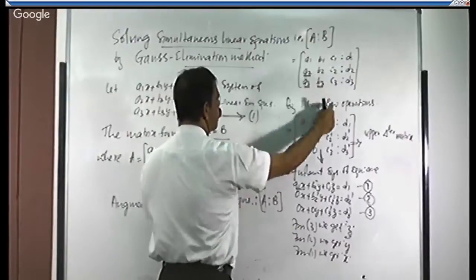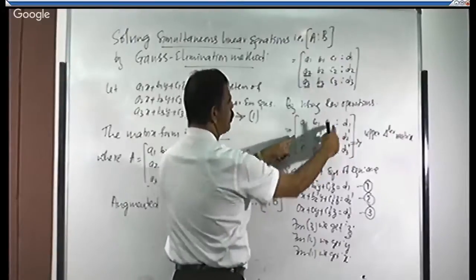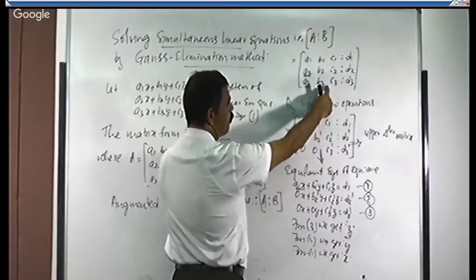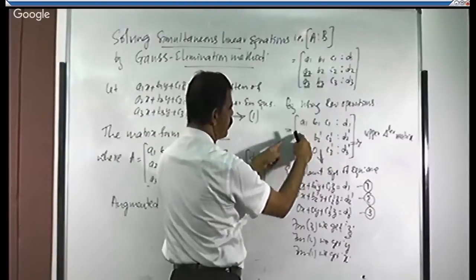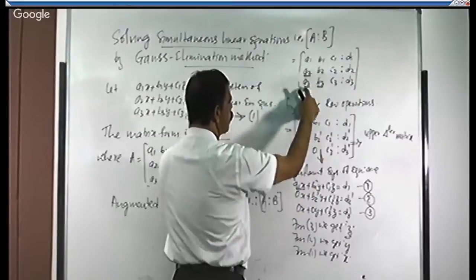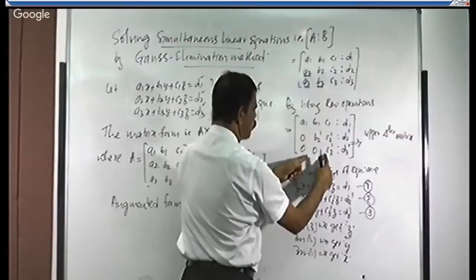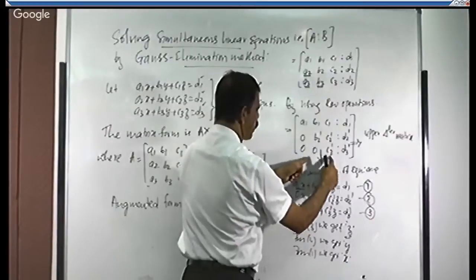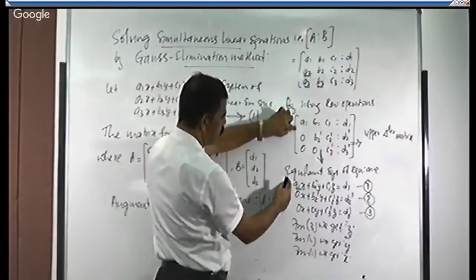By using row operations, you can make the given form into upper triangular matrix form. That means we need to make this element 0, this element 0, this element 0 in the above matrix. If it is obtained, with this we can write the equivalent system of equations. These are the system of equations.